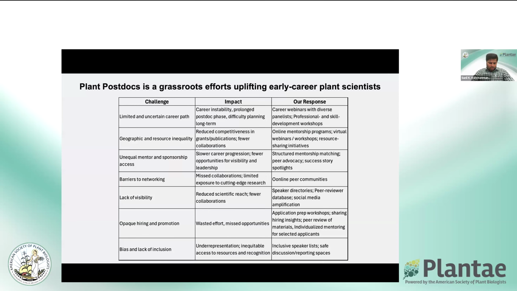I think I'm running out of time, so I won't go through this. This is something that we started in Plant Postdocs. We started thinking about the challenges, and then how we can create an impact, and what we did to create that impact for early career researchers. So anyways, this will be shared later.